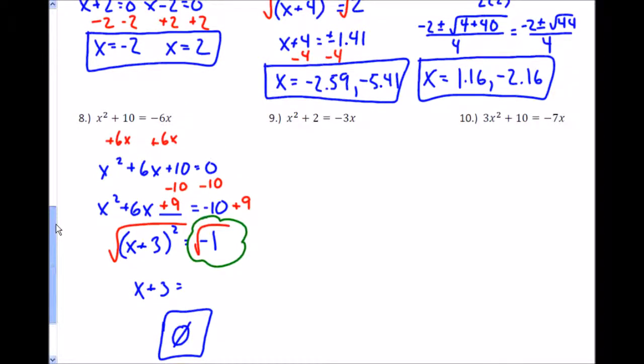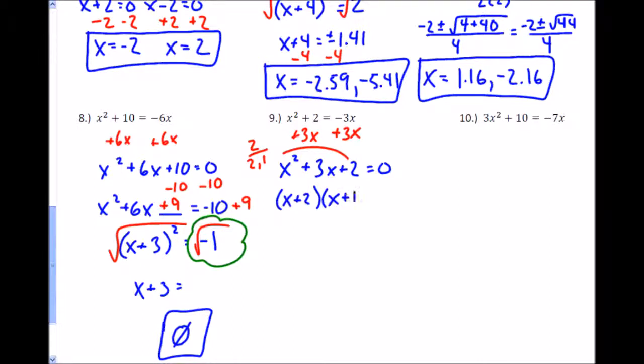All right? For this one, I'm going to add the 3x to each side. Again, get the whole thing set equal to 0. I always want to check factoring first. That's x squared plus 3x plus 2 equals 0. I build a bridge. That gives me a positive 2. Two numbers that multiply to 2 but add to a 3 are a 2 and a 1. So this one is going to factor. I can use my shortcut, which is an x plus 2 and an x plus 1.